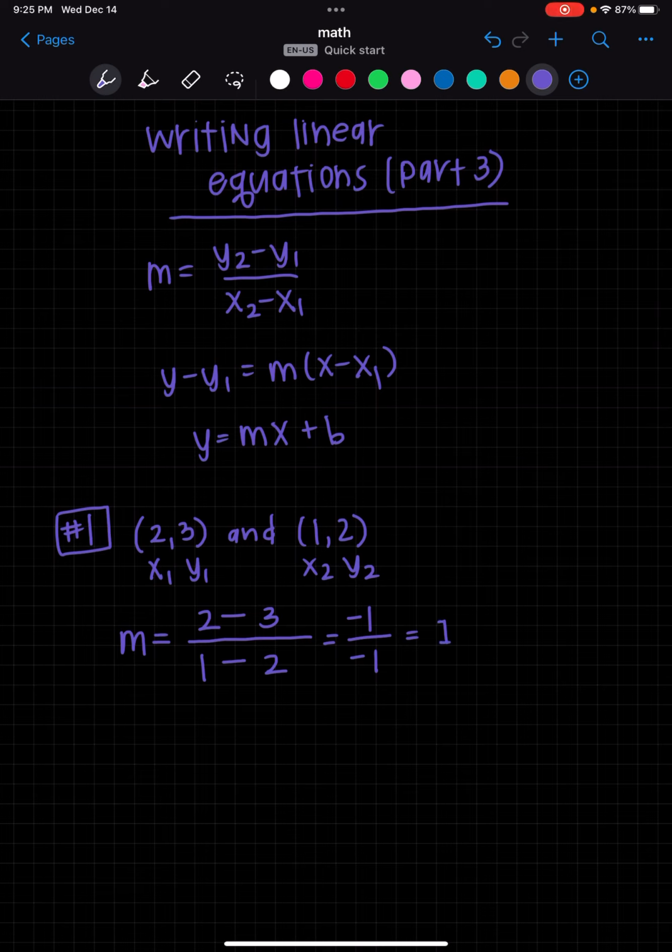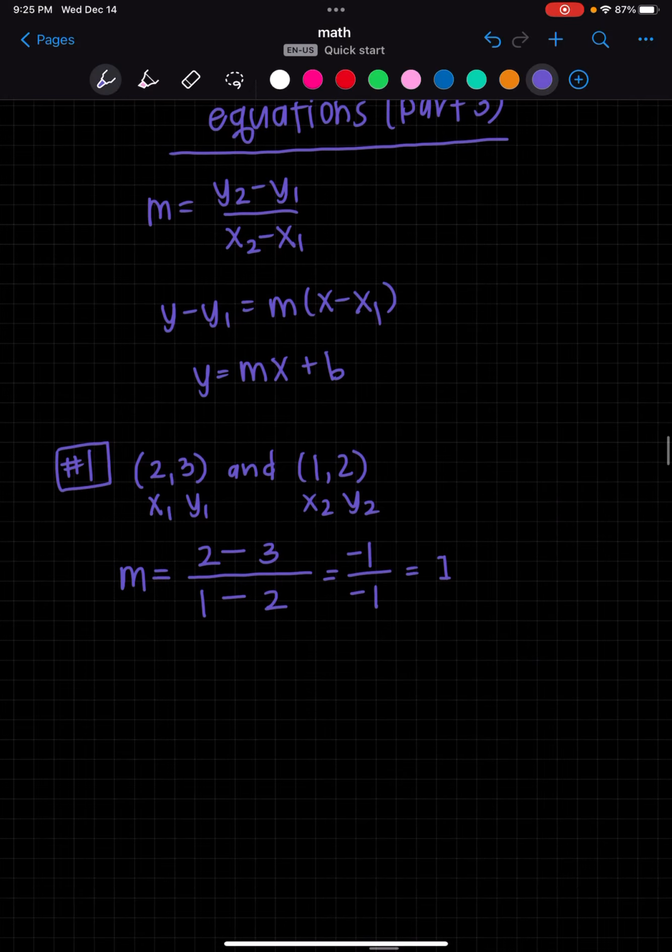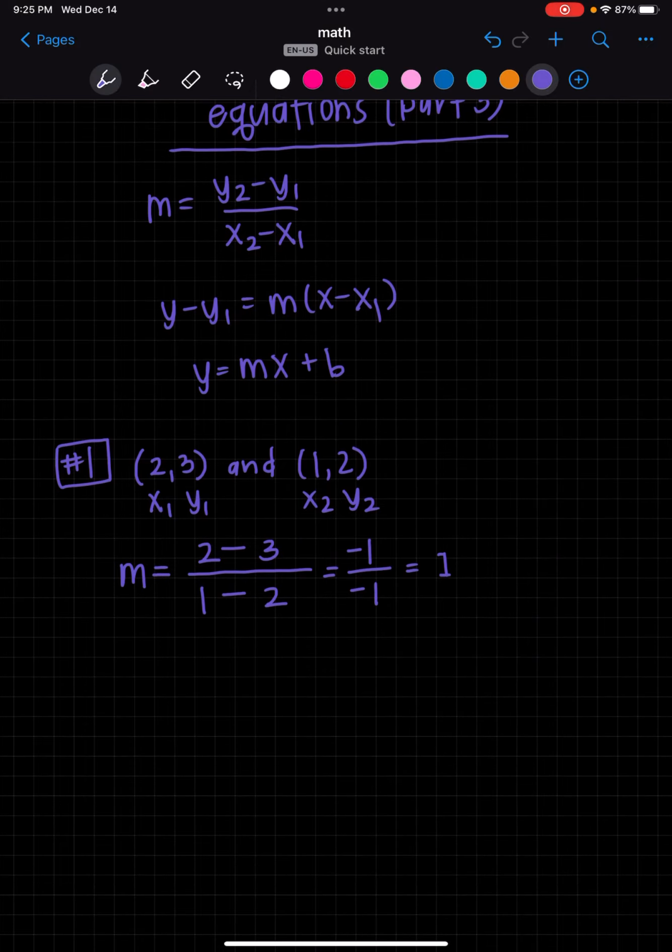Great. Now that we know the slope is 1, we're going to move to the point slope form, which is that y minus y1 equals m times x minus x1 equation. And we're going to replace the y1, the m, and the x1 in there with what we know. So I would have y minus my y1, and y1 in this case is 3 still. That doesn't change. We still have an x1 and a y1. And then equals my m, and the m that we just found was 1. And then times x minus your x1, which is 2.